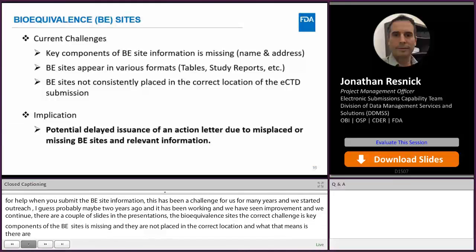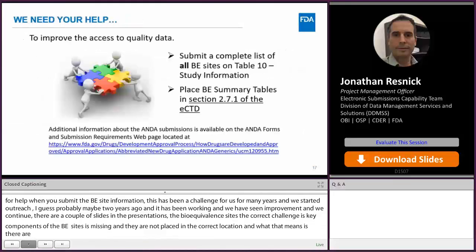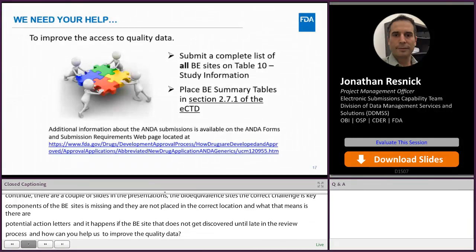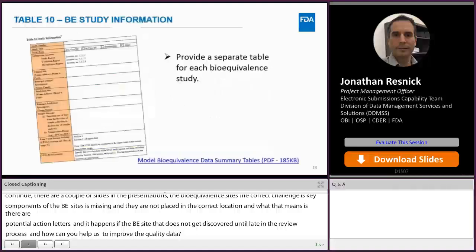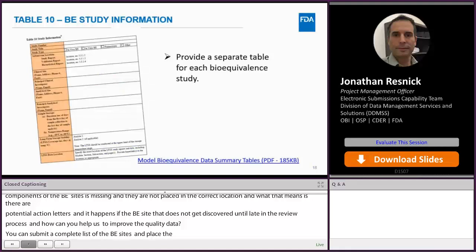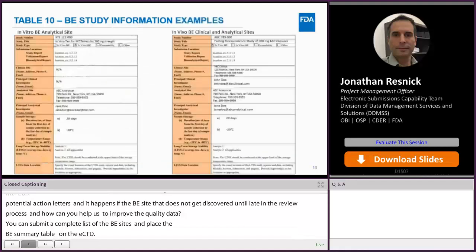So how can you help us to improve the quality of data? You can submit a complete list of all the BE sites on Table 10, study information, and then place the BE summary tables in Section 2.7.1 of the eCTD. And we have some examples of what we're looking for, right? To provide a separate table for each bioequivalent study. Here are examples of in vitro BE analytical sites and in vivo BE clinical and analytical sites.